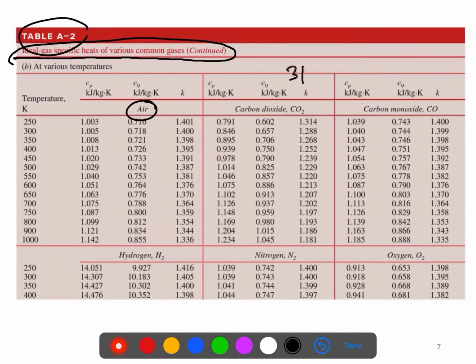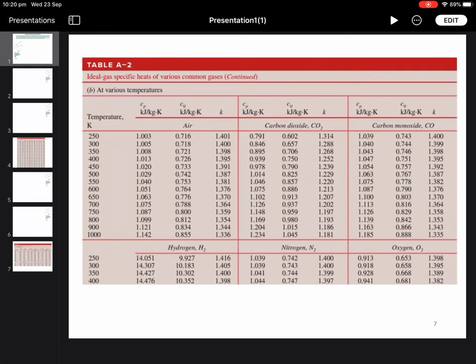It is 310 Kelvin. Look, do we have 310 Kelvin here? We don't have. We have the 300 Kelvin, and the specific heat is 1.005, and we have 350, it is 1.008. But we know the average temperature is 310, so that means now we need to do some interpolations, right? And you know how to do that. So keep in mind, I will show you. So this value is 1.005, this is 1.008.